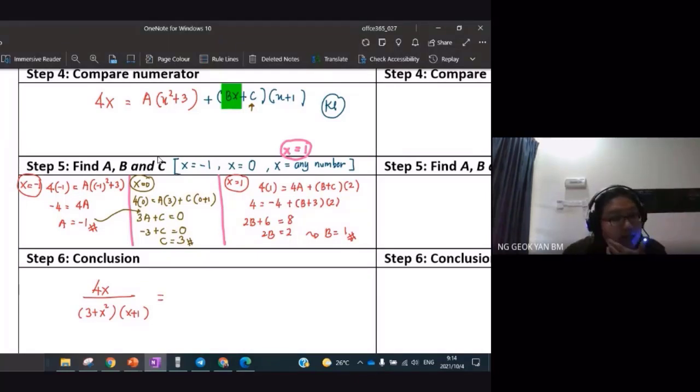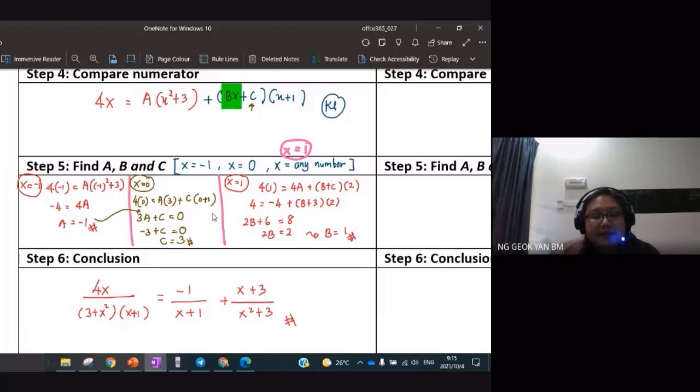Okay, so your A just now, what is your A? Your A is -1. So anda tulislah -1 over x plus 1. Okay, and then plus, your B is 1. So B is 1, Bx. So it means dia adalah x sahaja plus 3 over x square plus 3. Boleh macam ni. Ataupun 3 plus x square pun terima dah. Jawapan akhir tu asalkan dia adalah setara dengan penggantian nilai A, B, C yang anda mencari.